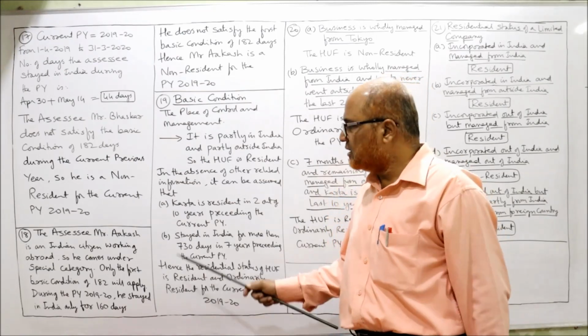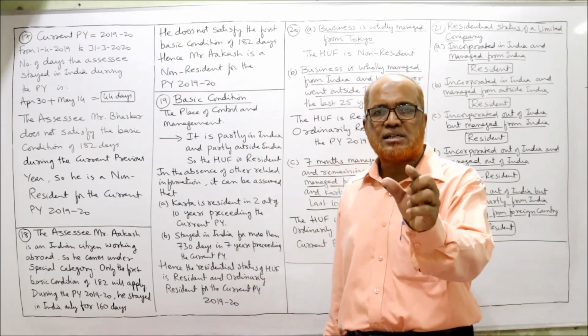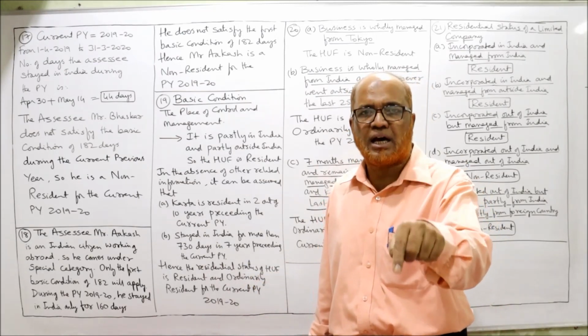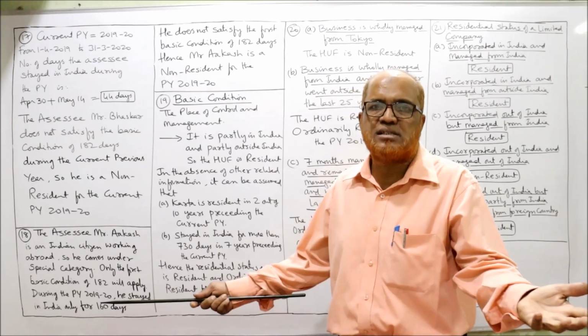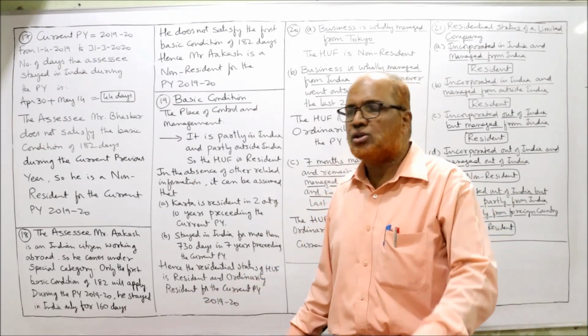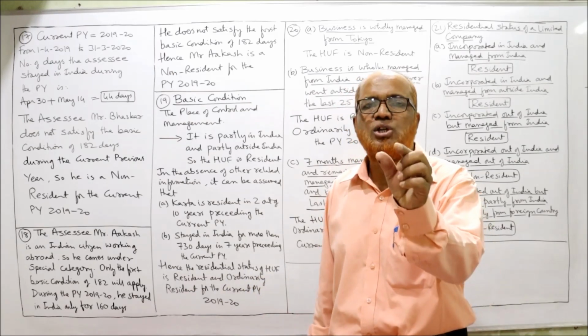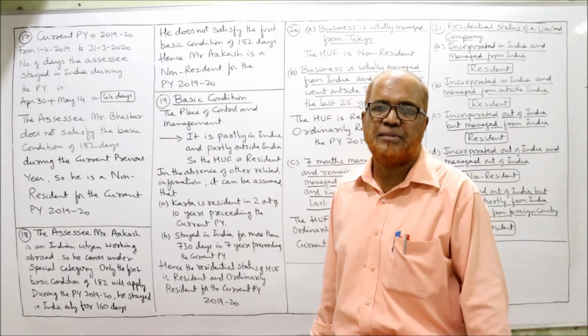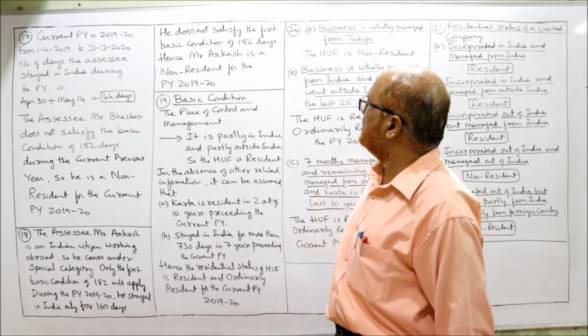For checking that, these two additional conditions are there. These conditions must be satisfied by the karta. If the karta satisfies them, it's an ordinarily resident. If the karta does not satisfy these two additional conditions, it is not ordinarily resident. That's it. So this is the 19th problem.